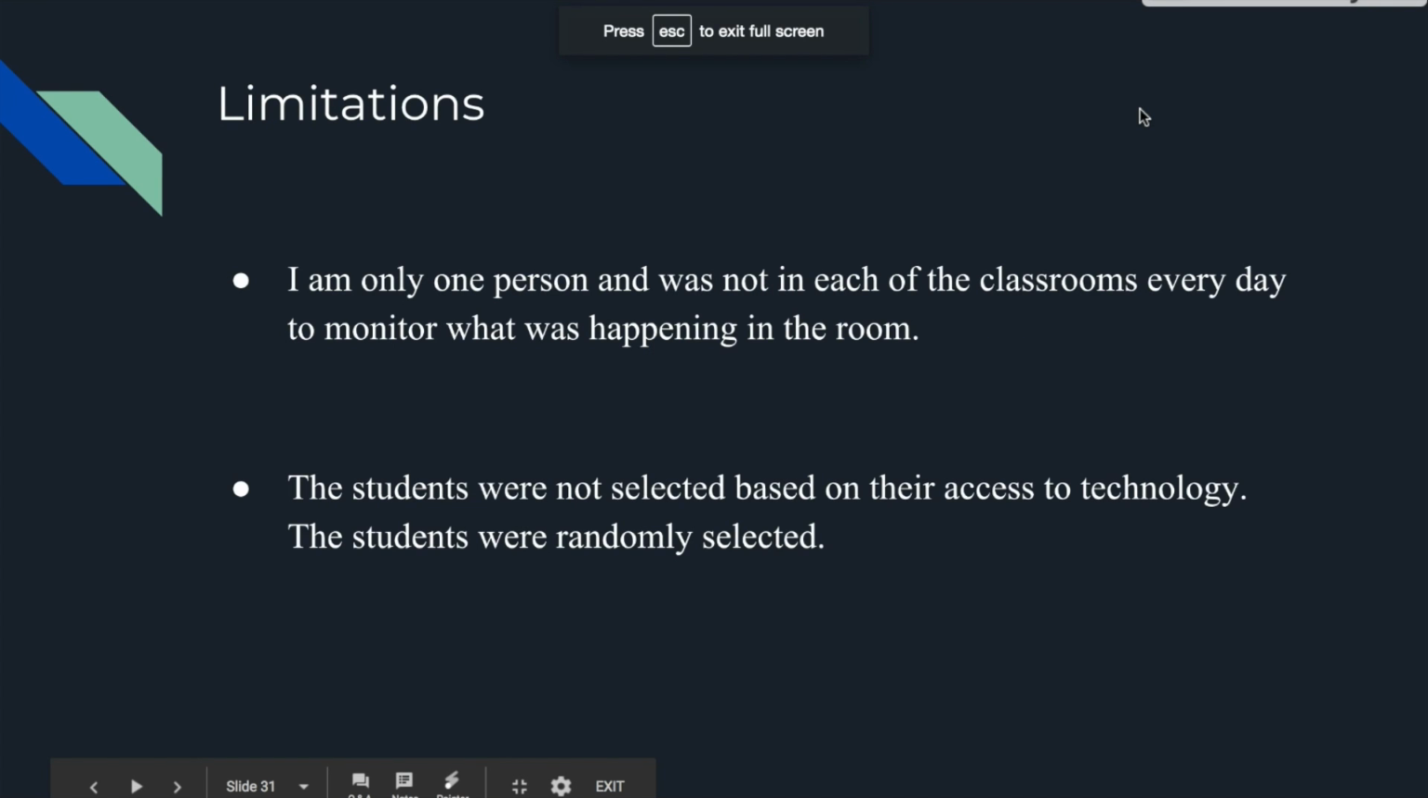There were some limitations to this study. The first one being I am only one person and was not in each of the classrooms every day to monitor what was happening in the room. I only knew what was going on in the room based on what teachers told me before the study started.